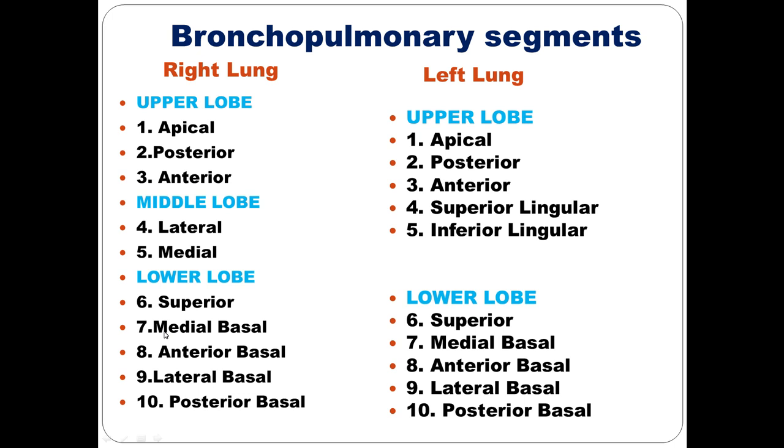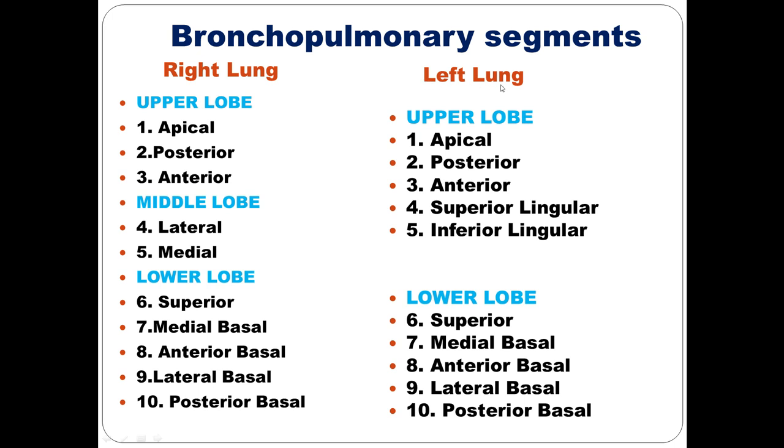Now let's see what the various bronchopulmonary segments are for both the lungs. For the right lung, for the upper lobe, these are apical, posterior, anterior. For the middle lobe, lateral and medial. For the lower lobe, superior, medial basal, anterior basal, lateral basal and posterior basal.